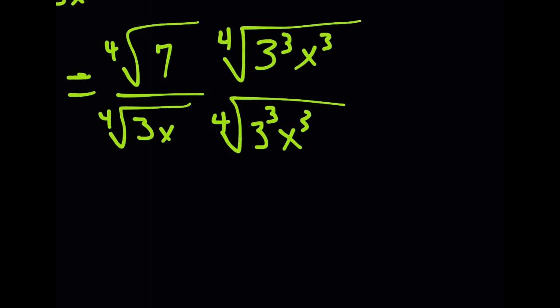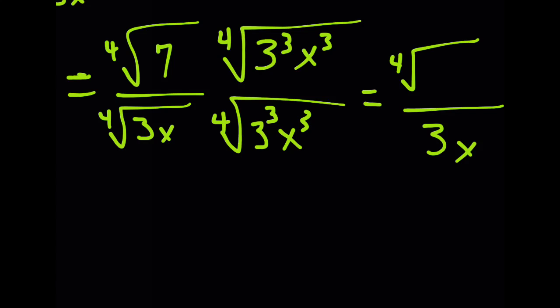Because now, if I put these two things together, I've got 4 3's, so I can pull one 3 out. I've got 4 x's, I can pull one x out. So I have 3x on the bottom. And it's always going to work out that way if you multiply the top and bottom by what you're supposed to. Then on the top, I'd have the 4th root of 7 times 3 to the 3rd x to the 3rd.